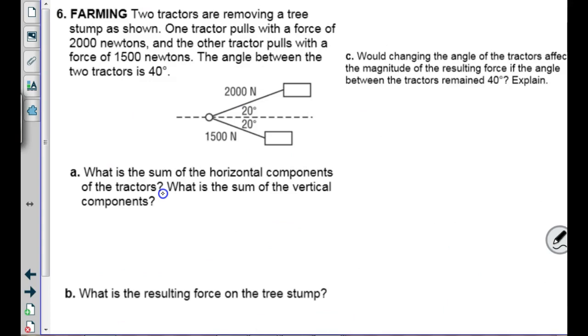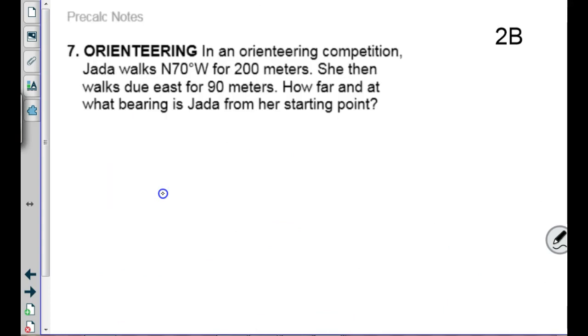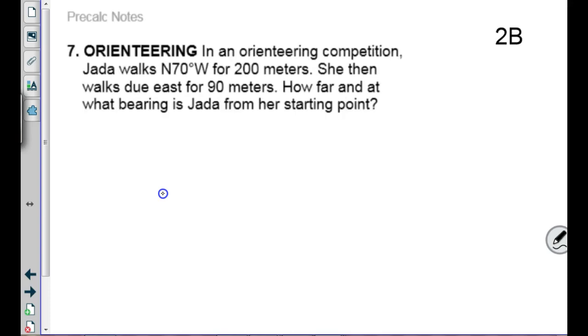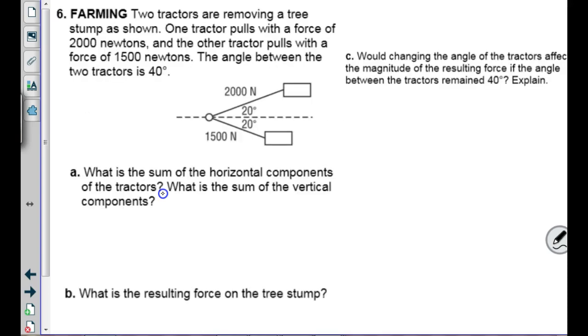All right, do we have time to do one more? What do you want to pick? What do you want? 6? Okay. 2 tractors are removing. 1 is pulling with a force. With the sum of the horizontal vectors, what is the sum of the vertical?